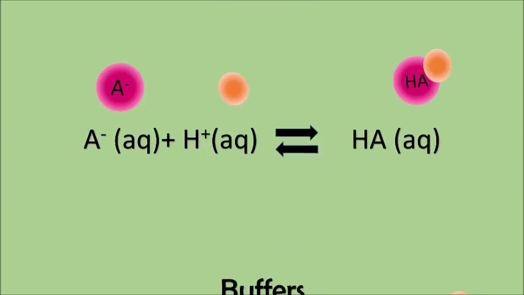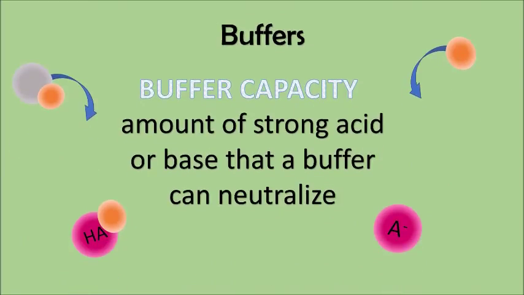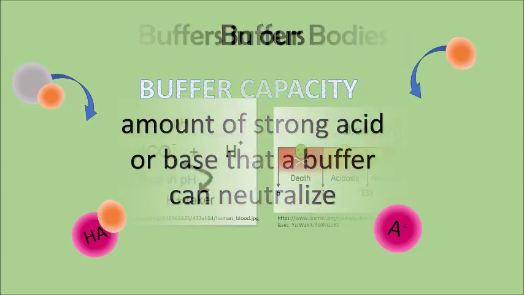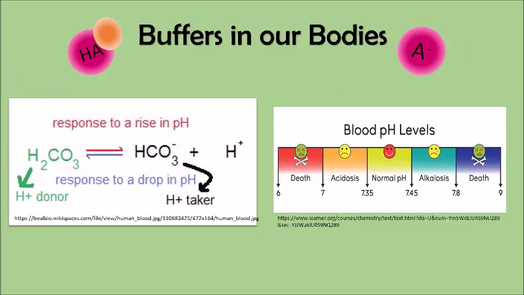The selection of buffers for a system depends on a buffer's capacity, which is the amount of strong acid or base that a buffer can neutralize. For instance, if a system has a very small acceptable pH range, a buffer with a larger capacity might be necessary. One example of a buffer system is the carbonic acid bicarbonate system in our blood, which is essential because deviation from proper blood pH causes death.